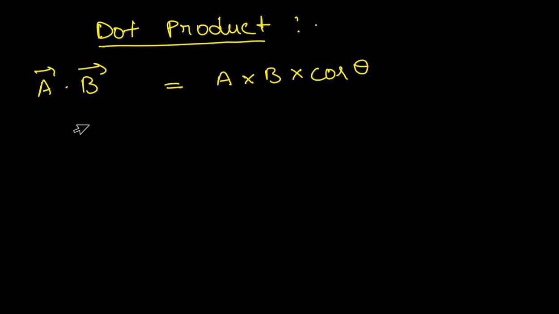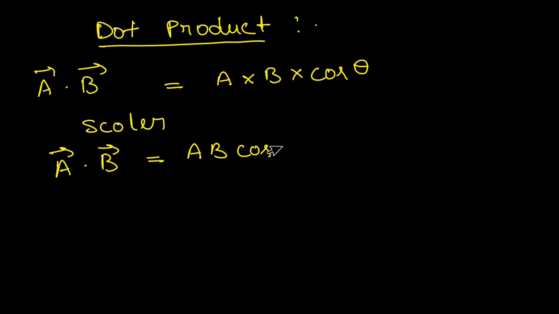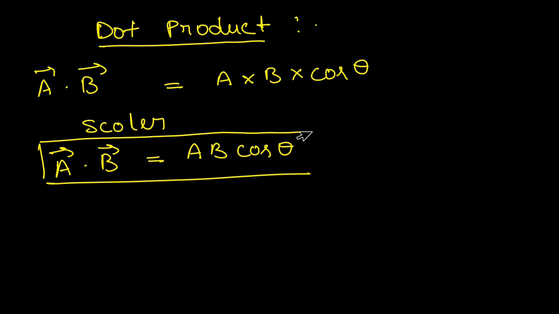So dot product is a scalar quantity, and this is represented like this, and read as vector a dot vector b, and is equal to magnitude of vector a into magnitude of vector b into cosine of the smaller angle between them. So this is how dot product of two vectors is defined. Now let us discuss this in detail.